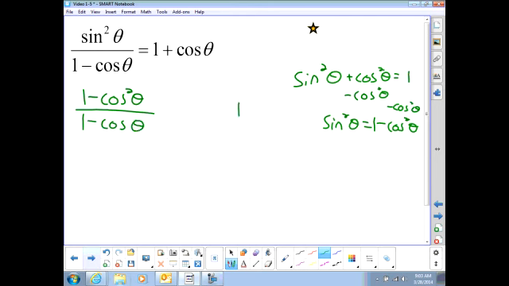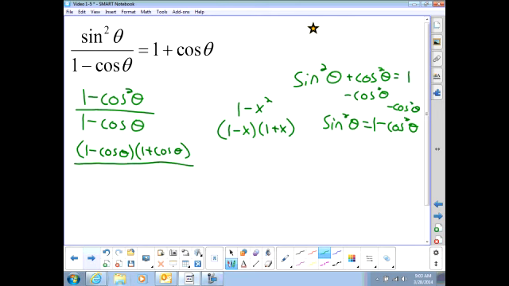Well, off to the side, imagine if we had 1 minus x squared. That could be factored into 1 minus x and 1 plus x. Well, we have that here, just the x happens to be a cos. So we're going to factor into 1 minus cos theta and 1 plus cos theta, all over 1 minus cos theta. Notice we have a 1 minus cos theta that will divide out to 1. So we're left with just 1 plus cos theta, which is exactly what we wanted.